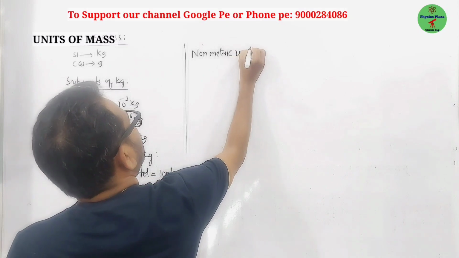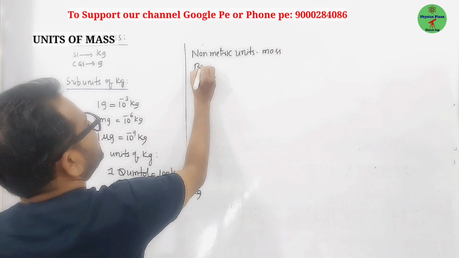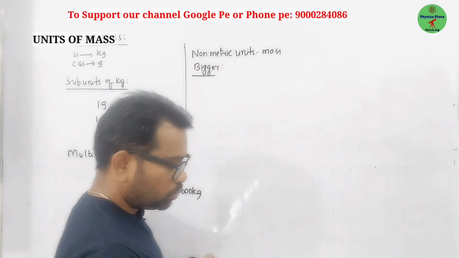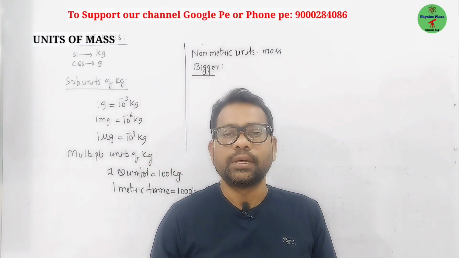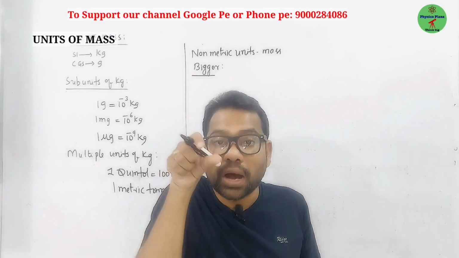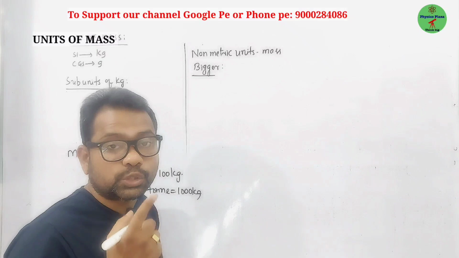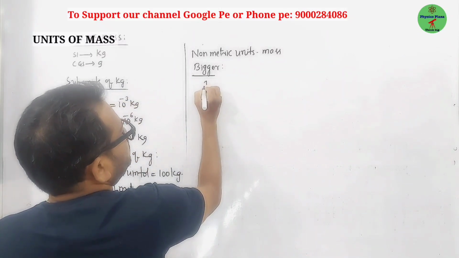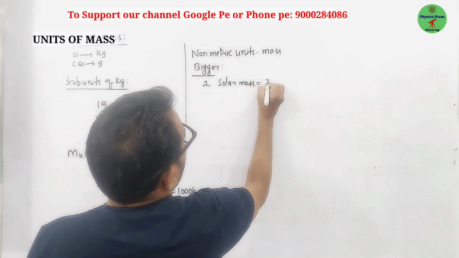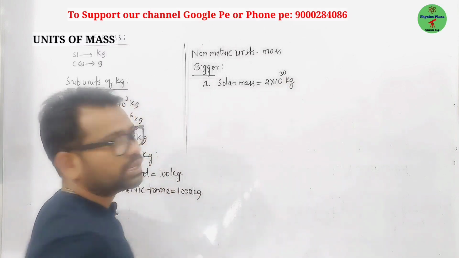Non-metric units of what, children? Mass. Here, first let us see the bigger unit. If you want to talk about the mass of the celestial bodies, we take the mass of the sun as a reference. What is the average mass of the sun, dear children? That we call the solar mass. So 1 solar mass is equal to 2 into 10 power 30 kg.